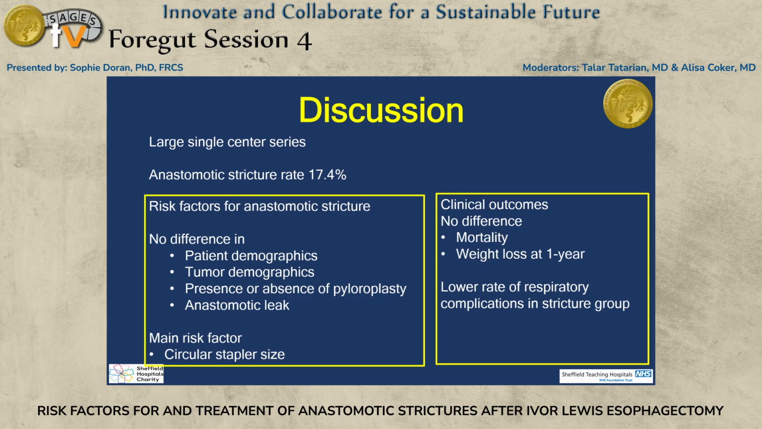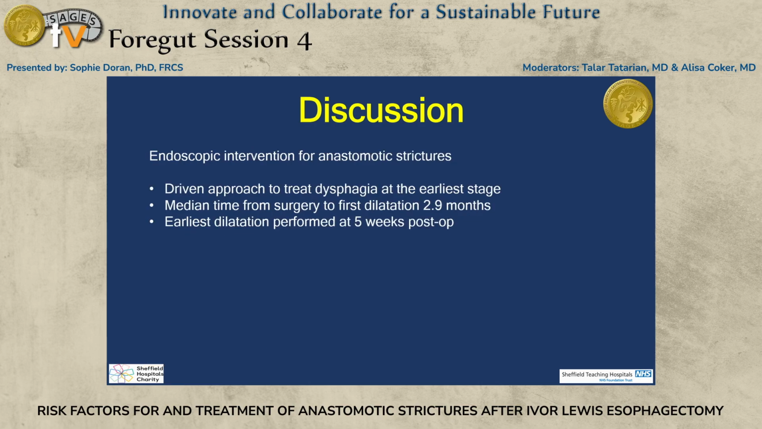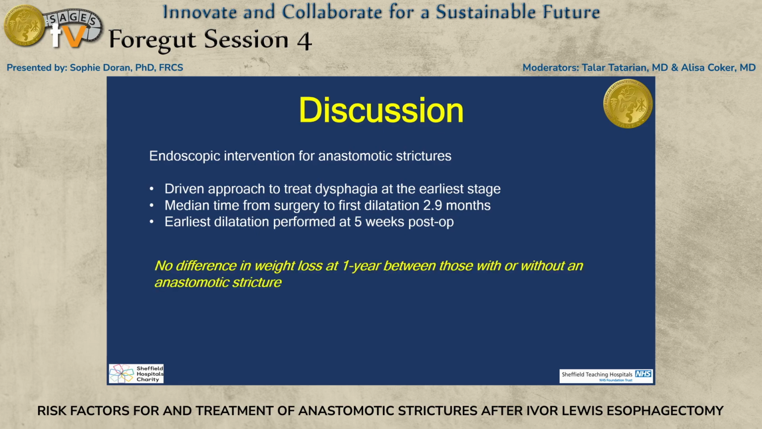It's most likely that the development of an anastomotic stricture is a multifactorial process. It's a common process, it's a common event, and really the focus should be on what we can do to treat it when it occurs. We showed that with a driven approach to endoscopic management, we could resolve dysphagia quickly and not have an impact adversely at 1 year in terms of weight loss.